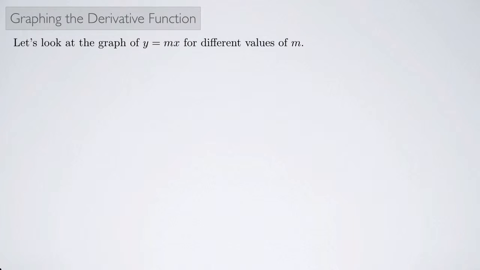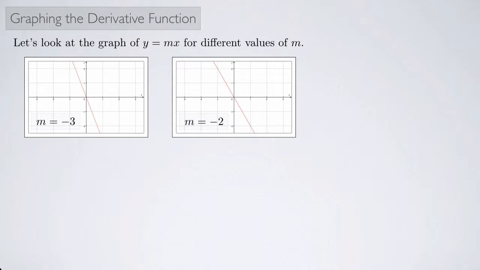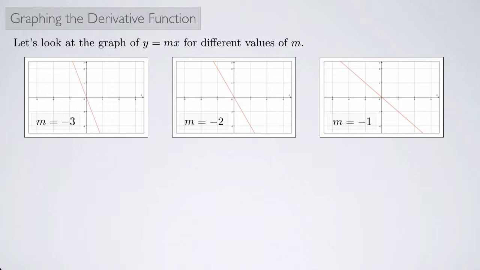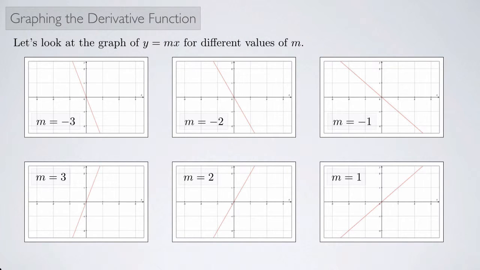So let's look at the graph of y equals mx for different values of m. If m is -3, then we get a negatively sloped line, and we can compare that to -2 and -1, and we can see that it looks like it's getting shallower and shallower as the value goes from -3 to -2 to -1. And then we know when m is 0, we just have a flat, horizontal line. And then for positive values of m, we also can look at 3, 2, and 1, and we can see that as we go from 3 to 2 to 1, it gets shallower and shallower.